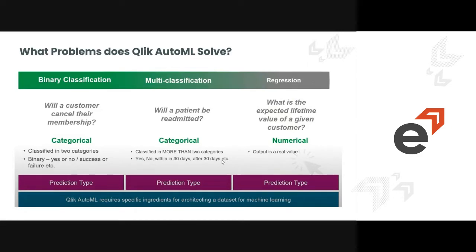Then we have the multi-classification problem. Here the answer may revolve around more than two categories. For example, will a patient be readmitted? It can be yes, no, within 30 days, or after 30 days. There are multiple categories it might fall in. That problem will also be solved using Qlik AutoML. Then we have a regression problem, where the output is a real value, such as the expected lifetime value of a given customer. Those kinds of predictions can be easily done in Qlik AutoML.